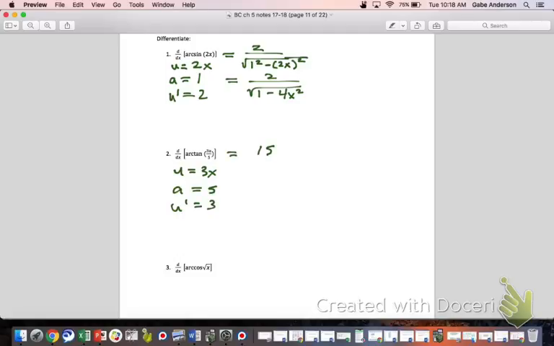15 over 25 plus 9x squared. Nicely done. Simplified. Didn't have to do that, but you did it correctly, so that's great. Of course, the top is 3 times 5, u prime times a. Sometimes folks will forget that arctangent has that extra factor of a in there. And again, where does that come from? You can do a little proof and see where it comes from. It comes from the Pythagorean theorem again.